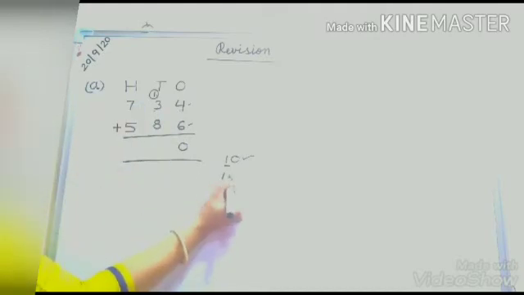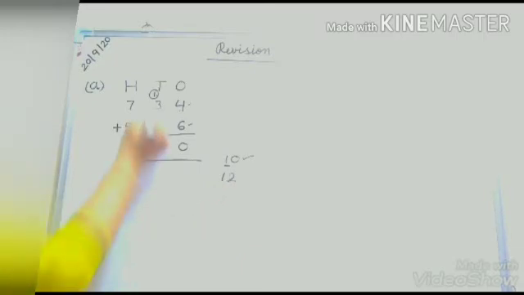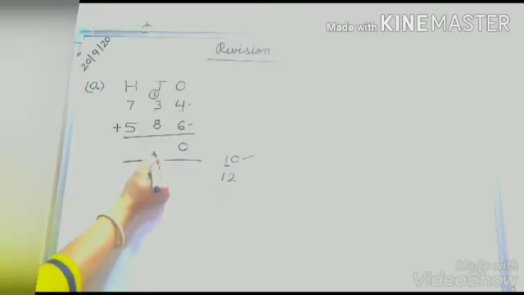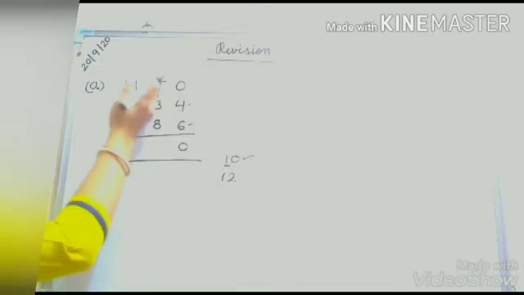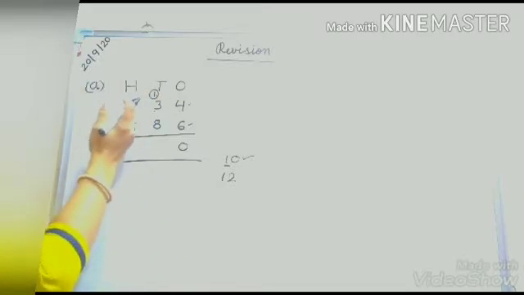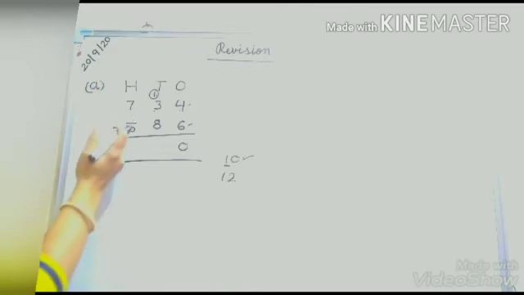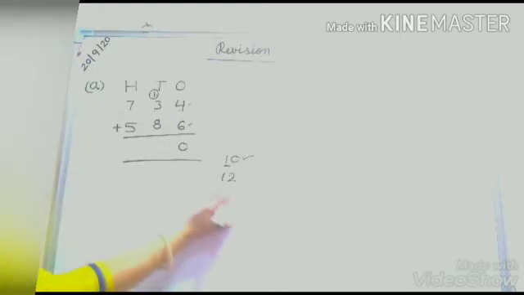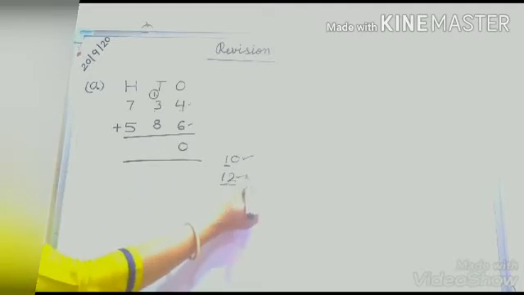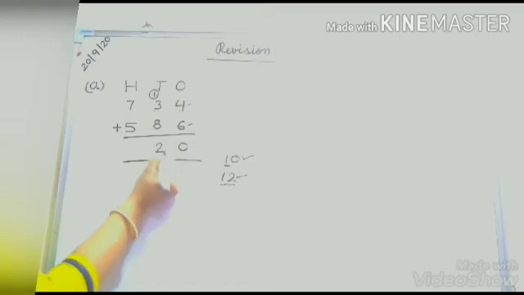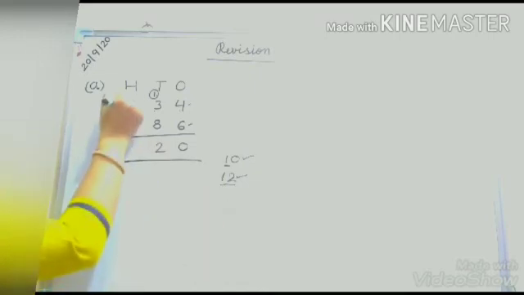Here 12 has come. Here children, at tens place can we write 12? No, because on the left side of the tens place we have hundreds place digits also. So if we have some digit to add on the left side, we can't write 2 digits together here. Okay, so what we will do? We will write again the right side digit, that is 2. And 1 will be carried over to hundreds place.